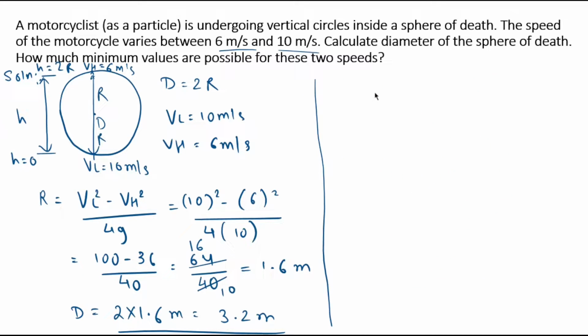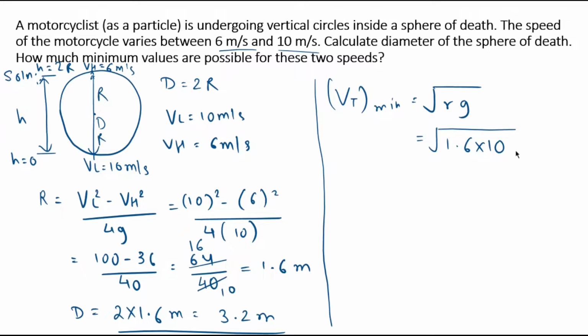Now in the second part of the question, they have asked us for the minimum values possible for these two speeds. Now we know that for an object performing vertical circular motion, the minimum velocity at top is given by root under rg, which can be written as root under 1.6 into 10, taking g as 10, which will be root under 16. So the minimum velocity at top will be 4 meter per second.